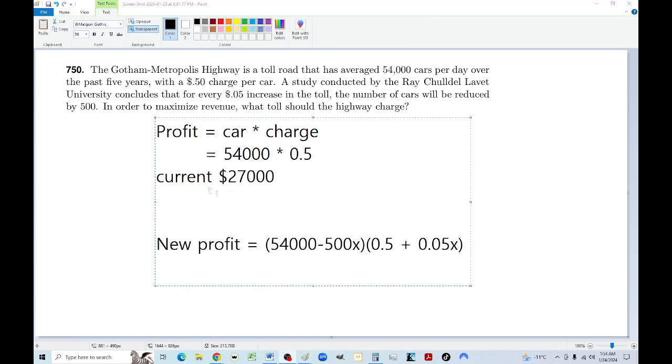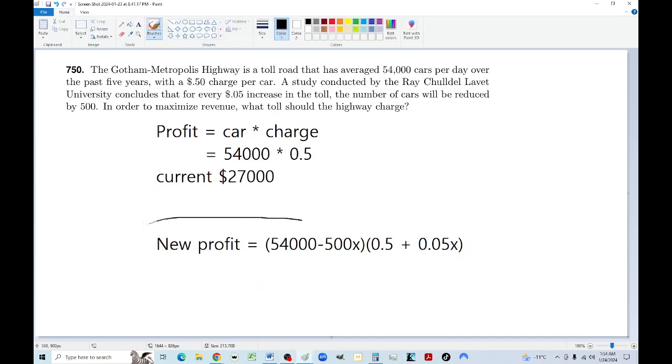Okay, this one's straightforward now. I used to just solve it quickly like this. So if you look at our profit is base car times the charge. And right now they have 54,000 cars, and they charge 50 cents per car, so they make 27,000. The new profit would simply be the old number of cars. So they're saying for every 5 cents increase in price, we would have a decrease of 500 cars going across the bridge. What's the max profit?